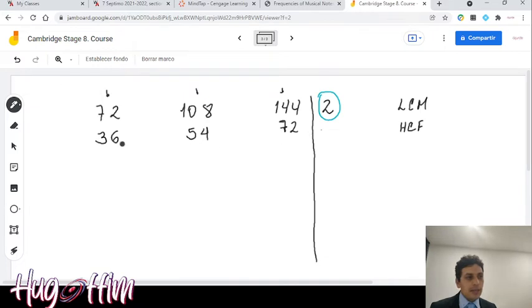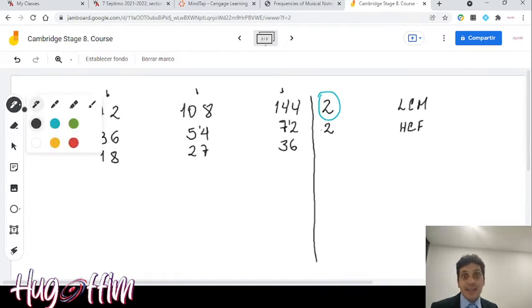Look, again the three numbers are even numbers, so I'm going to divide by 2. This will be 18, this will be 27, and this will be 36. Again, this 2 is a common factor, it divides the three numbers, so I'm going to circle it, just to remember that it's a common factor.